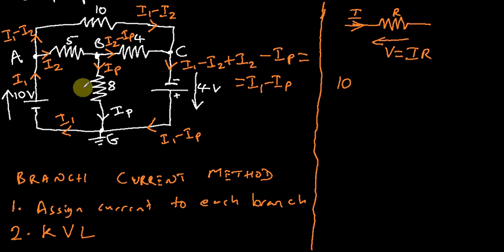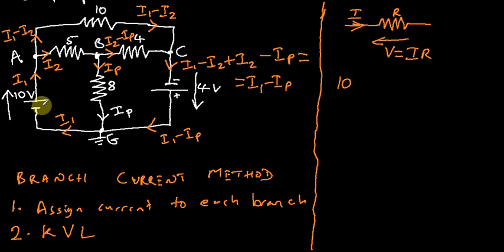Then I am inside this loop over here. So 10 volts, when I get to this resistor, the voltage across this resistor will be equal to I2 times 5, but the direction will be against the direction of movement of the current. I2 is going to the right, so my voltage will be to the left.